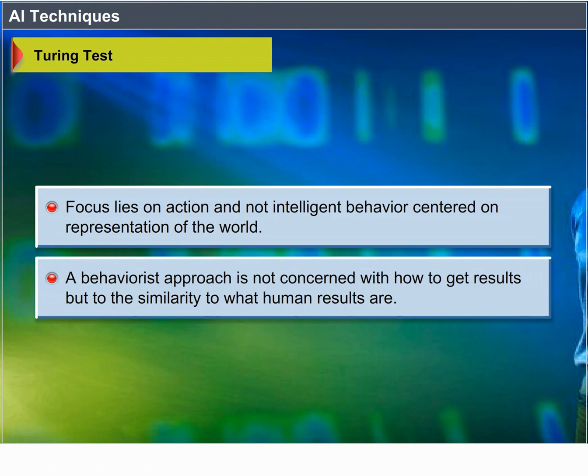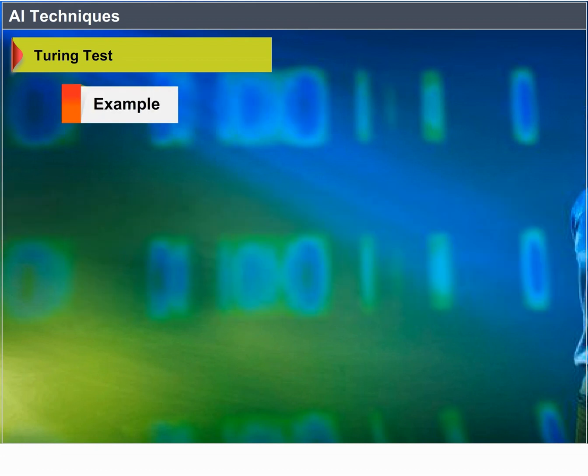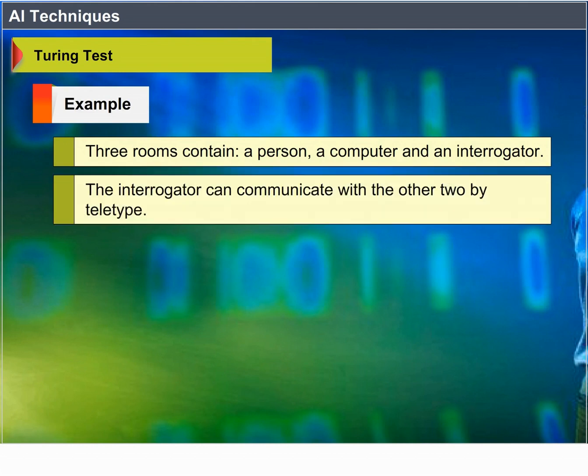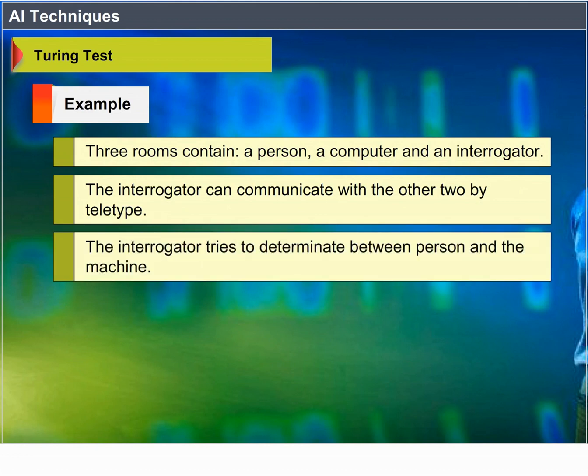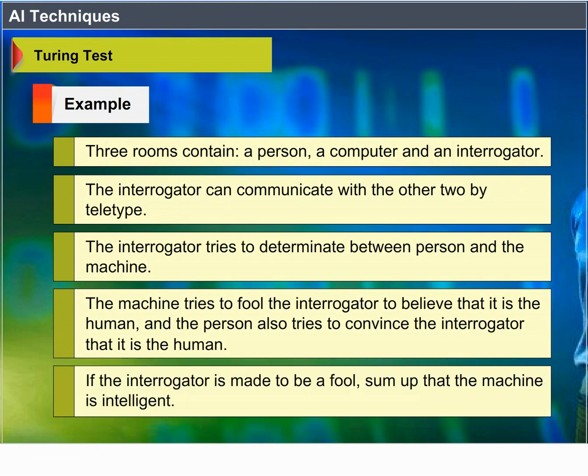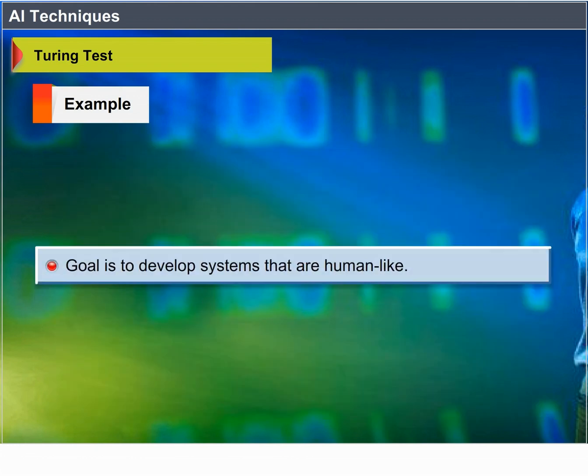Example, three rooms contain a person, a computer, and an interrogator. The interrogator can communicate with the other two by teletype. The interrogator tries to determine which is the person and which is the machine. The machine tries to fool the interrogator into believing that it is the human, and the person also tries to convince the interrogator that he is the human. If the interrogator is fooled, sum up that the machine is intelligent. Goal is to develop systems that are human-like.